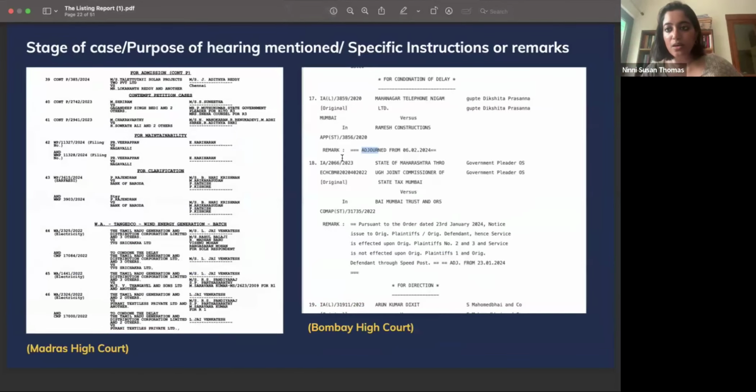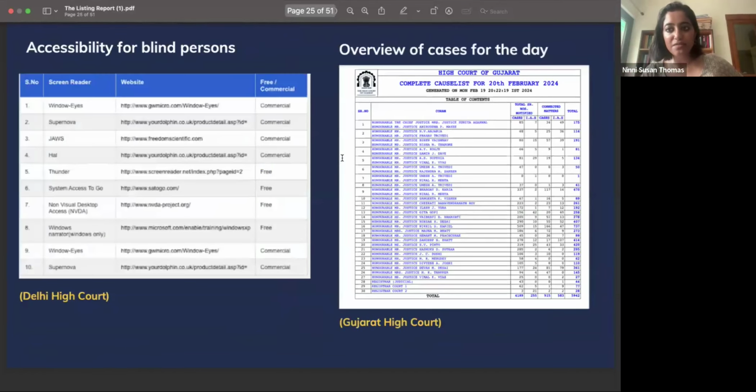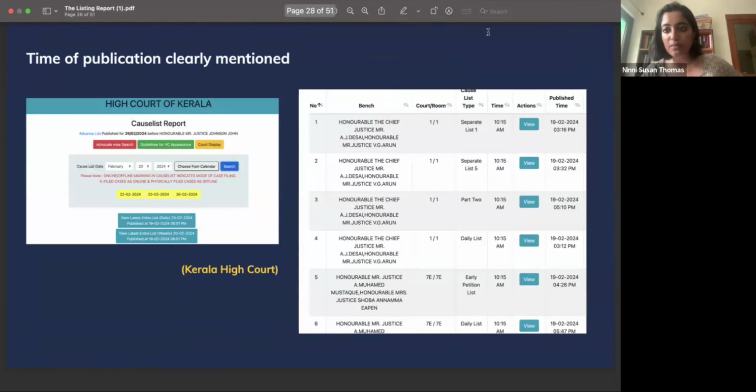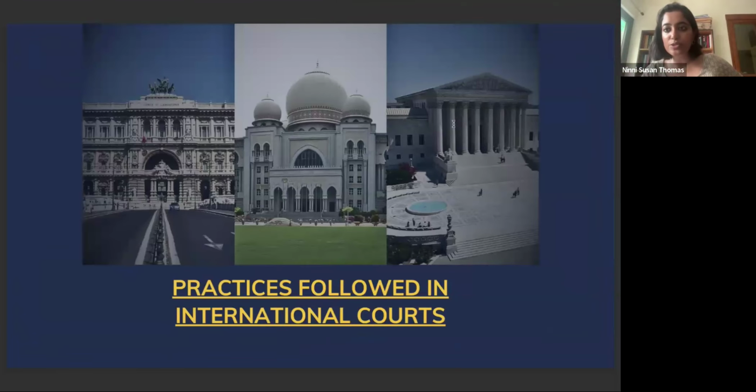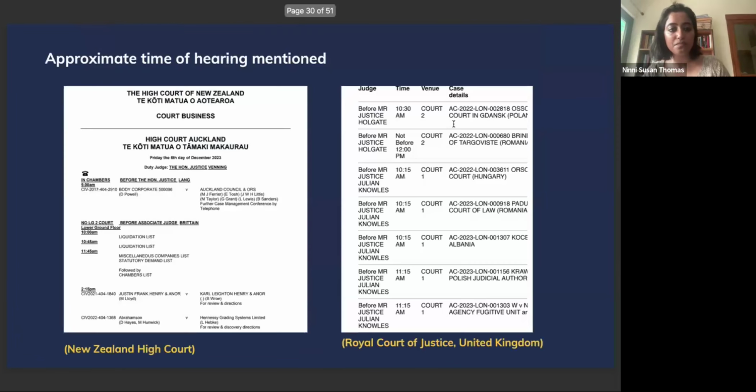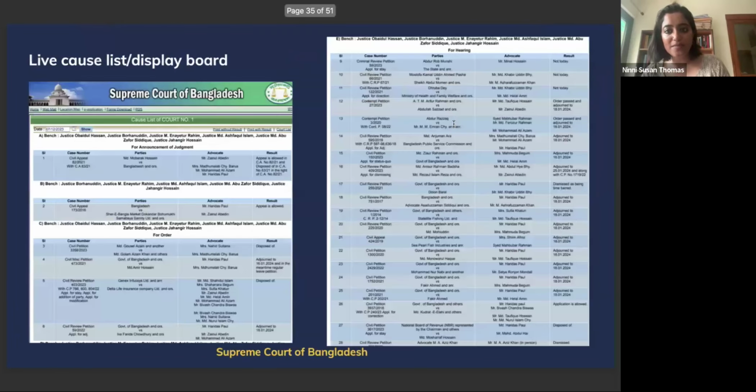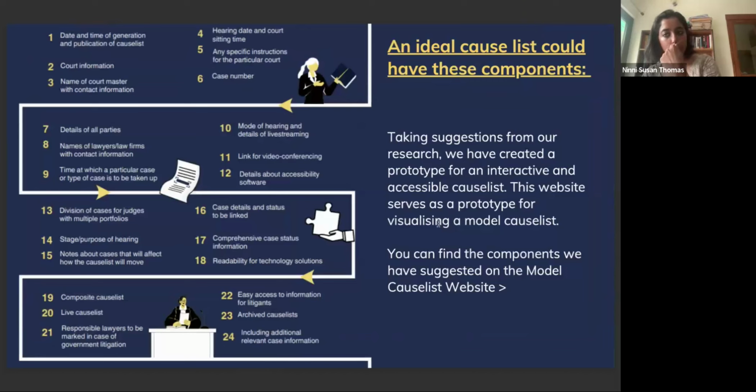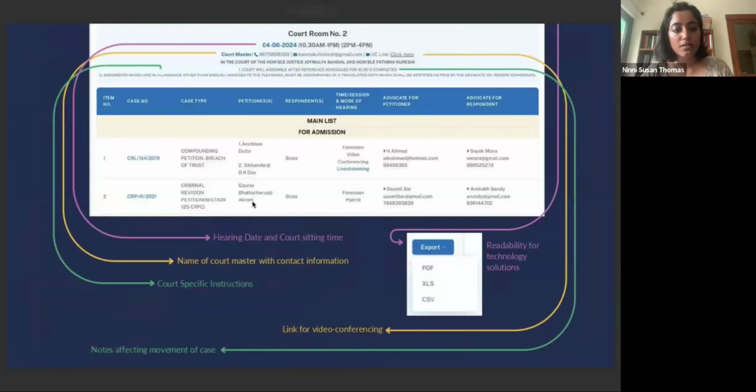So these are all the best practices that we've found in the report. And we've also collated best practices that are followed in international courts. Based on all of this, we have made an ideal cause list, or a model cause list, that is available on our website. We created a prototype of what a good cause list could look like and the different components that could be there. This is available on the DAKSH website.